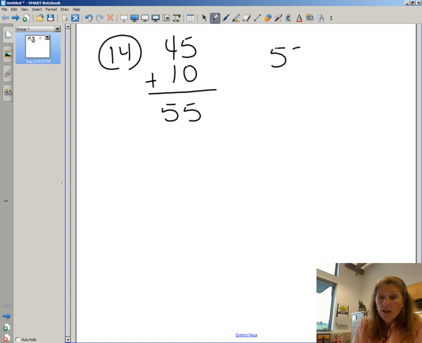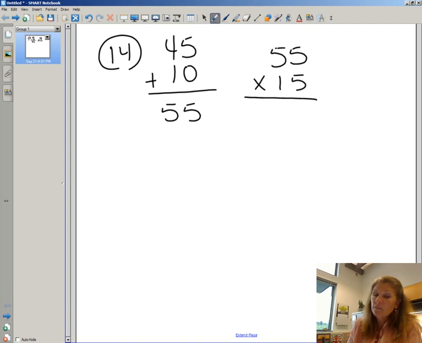So now I know that he did 55 minutes worth of work each time, but now I also know that he did that 15 times. So I'm going to times that times 15. So this is a 2-step problem. First add the numbers together to get the total amount of time that he worked, and then times it by the number of times that he did the work.